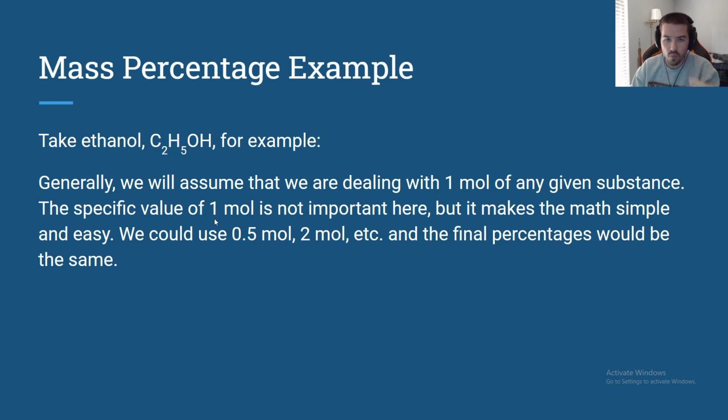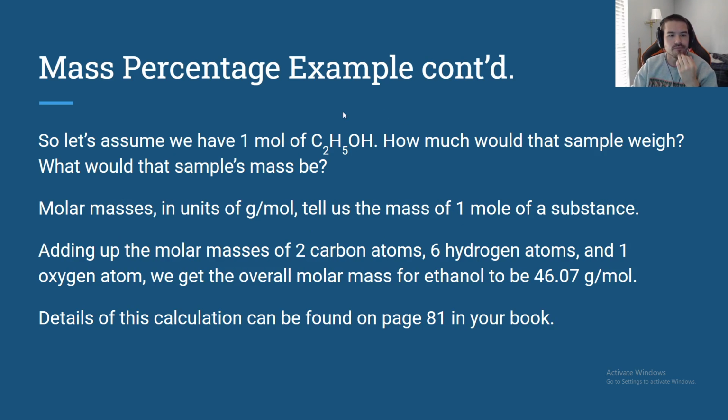But using 1 mole makes the math simple and easy. Anytime we're considering a compound, ethanol or anything else, we're always going to assume that we're dealing with just 1 mole of the substance. That's going to make the math a little bit simpler and easier for us. If you used other values, the final answers that you get would be the same. All right, so let's assume that we have 1 mole of ethanol.